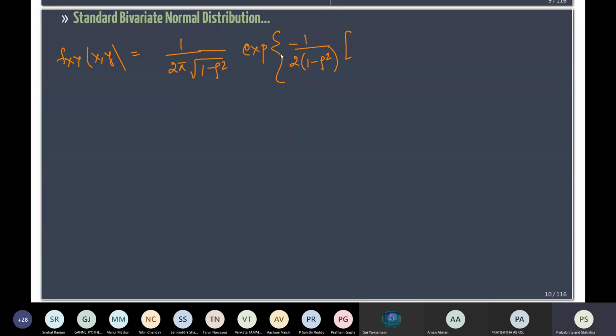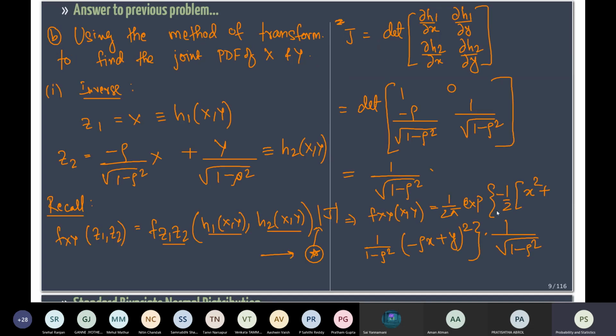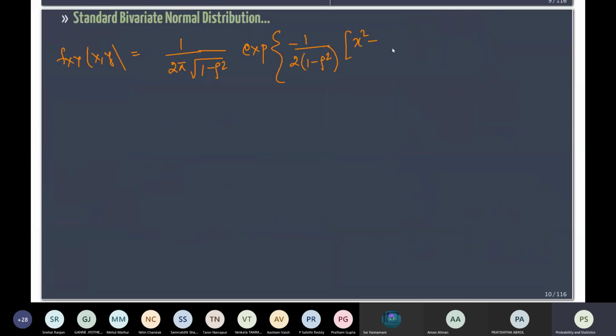So I will be left with just the x square term, because minus 1 I've already taken common. So what will be left is the x square term, and then minus 2 rho xy term is there, and then plus y square is there, and then I will close it. So you can verify that this will be the case.